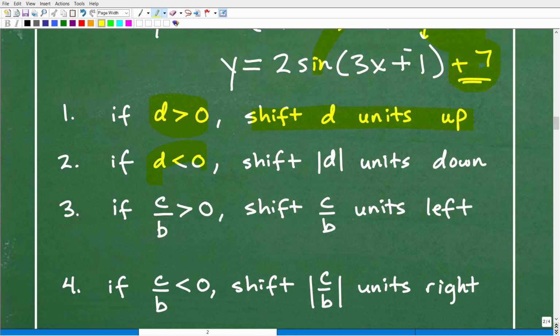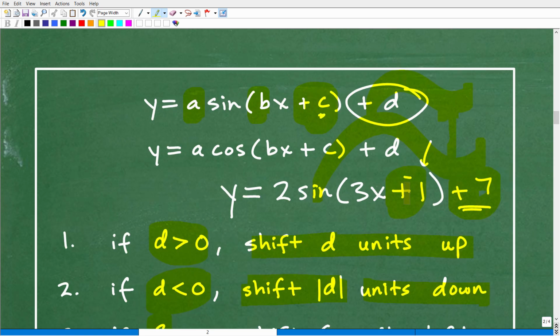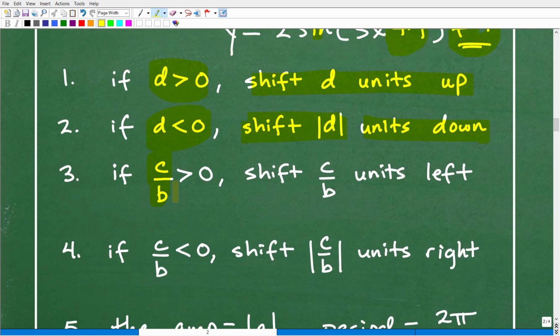If d is less than 0, then we're going to have a shift of absolute value of d units down. And then if we have a c value, in other words, a value like right there, in this particular problem we don't, but if we did, if c over b is greater than 0, then this would be a shift to the left, which would be c over b units to the left. And if c over b is less than 0, we're going to shift absolute value c over b units to the right. You can write all this down in your notes.